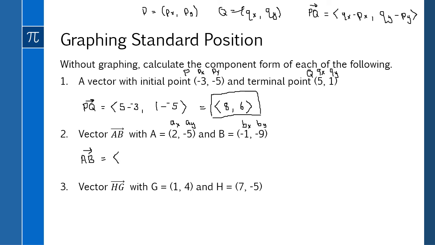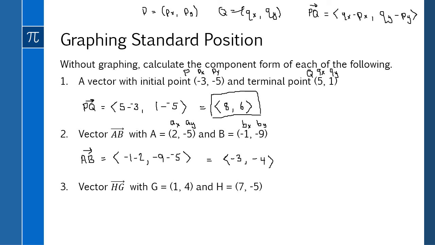So we'll do the x coordinates first, negative 1 minus 2, and then the y coordinates, negative 9 minus negative 5. And then combining like terms, negative 1 minus 2 is negative 3, and negative 9 minus negative 5 is the same as negative 9 plus 5, or negative 4. So basically what this tells us is that to get from point A to point B, it's 3 units to the left and 4 units down. So if you were to start at the origin, then you would end up at the point (-3, -4).